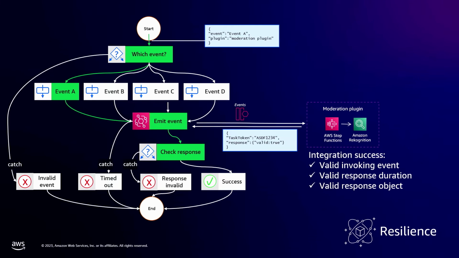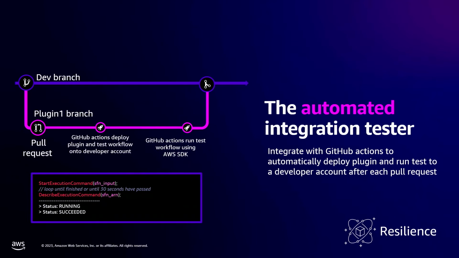So this is the moderation plugin. This is the happy path. It receives the event along with the task token. It runs. It returns the task token back along with a valid response. We know this will integrate successfully.